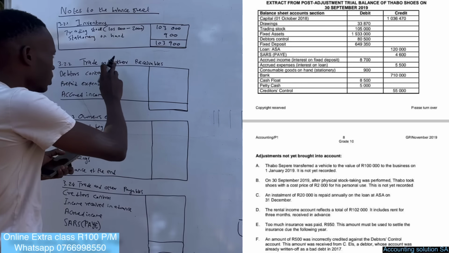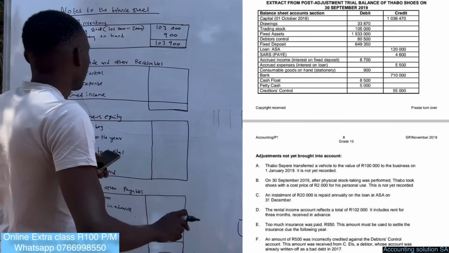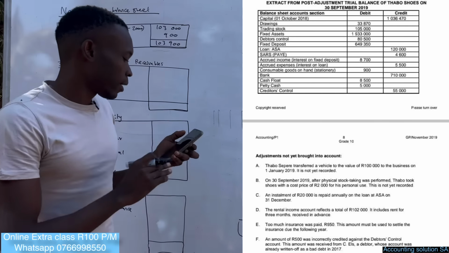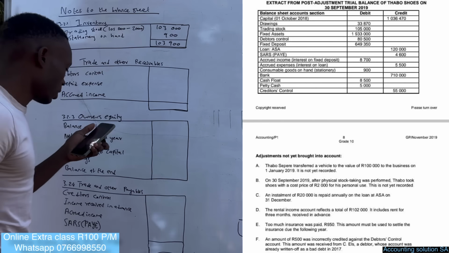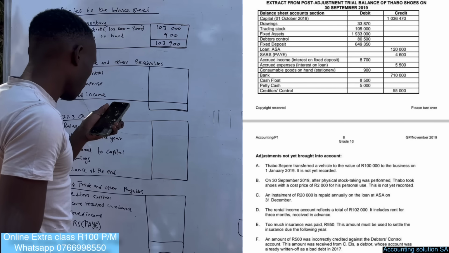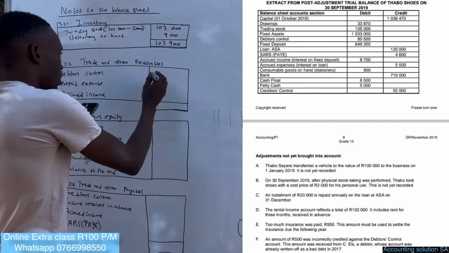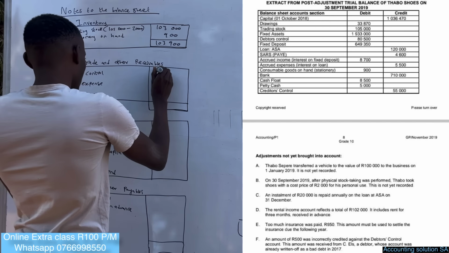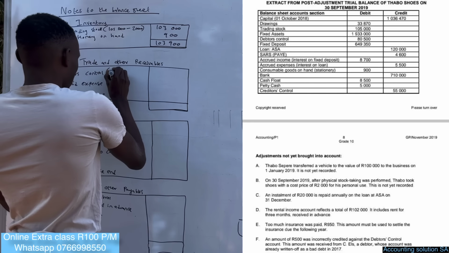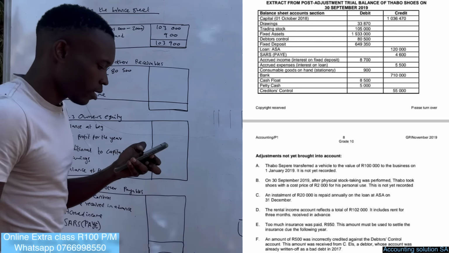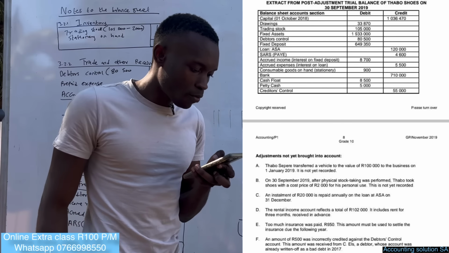The next note is trade and other receivables. The first item that you need to check under your trial balance is debtors control. Let's check debtors control. There it is on the debit side, 80,000. We have to start here, 80,500. Then you check if there is any additional information that is going to affect this one.